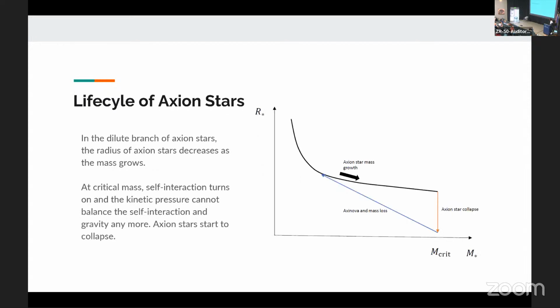So here's the life cycle of axion stars. In the dilute branch, when you accrete more mass, the radius actually goes down. This is kind of different from the usual mass-radius relation for all the other stars. This is because when you add more mass, you essentially add more gravity, and then you need more quantum pressure to balance it. And by more quantum pressure, you really mean a smaller radius. So your radius continues to shrink. And at some point, your radius is so small, your density is so high that your self-interaction starts to play a role. And then you have this contraction, which is the axion star collapse.